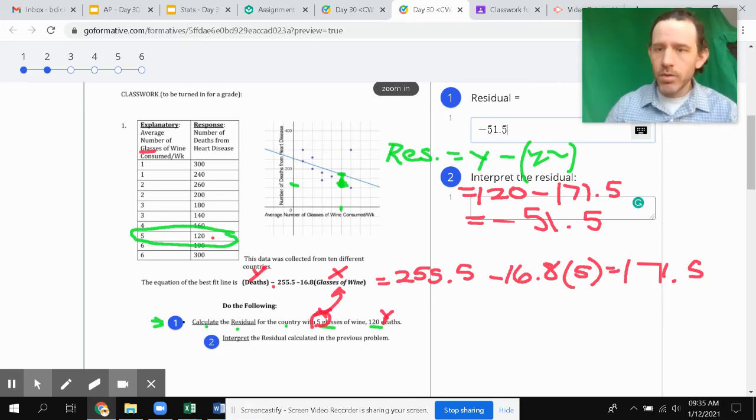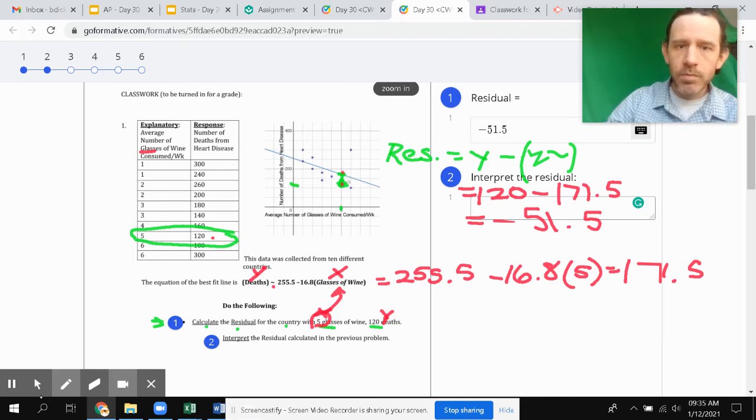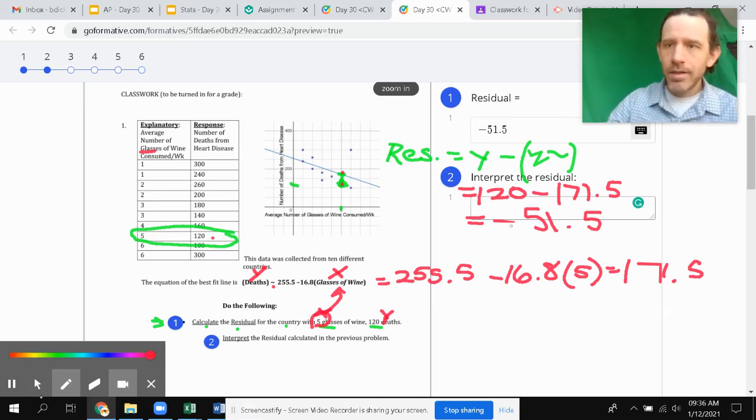All right. So what is that telling me? It's basically saying that between this point, that was the actual point, and the predicted point, that's below the line by 51.5. Okay, that's the distance between those two. So we want to write that out in a sentence now. So we've got the answer, it's negative 51.5. We want to do the sentence. So let's get rid of all the work that we did here.